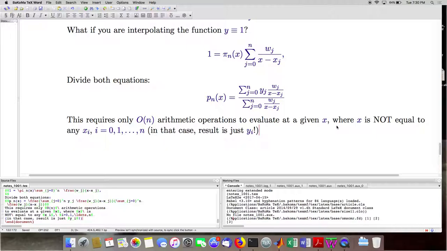So that's the idea behind Lagrange interpolation and a more efficient way to evaluate it that was developed only 15 years ago. But there are still other methods for interpolation, and that's what I'll cover next week.